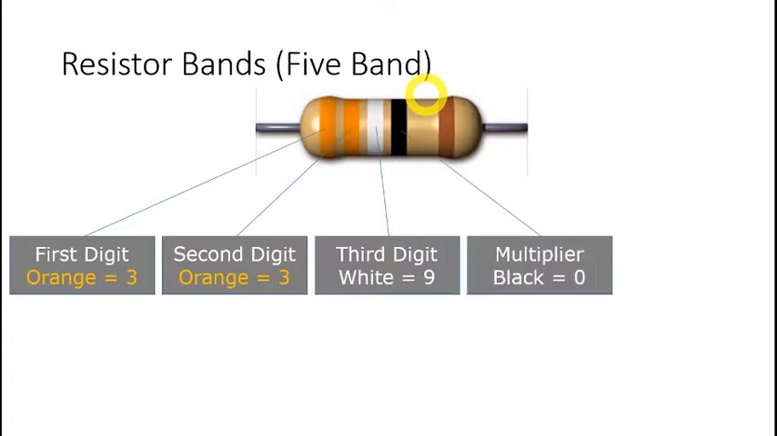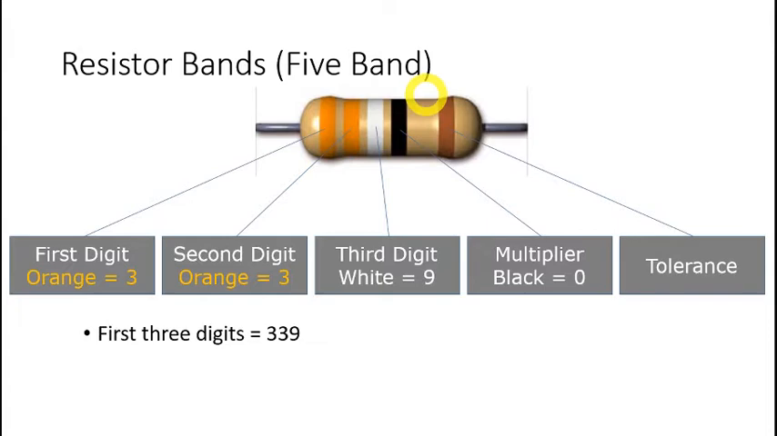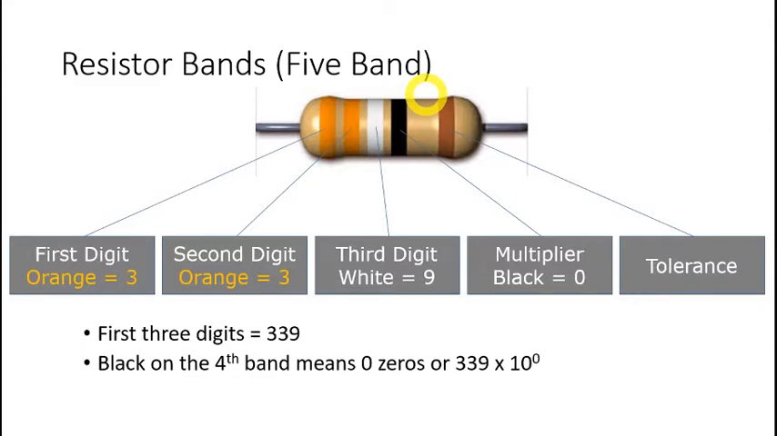And then our multiplier in this case is a 0. And we're not going to multiply it by 0. That just means there are 0 zeros. And then we have a tolerance band, and we're going to talk about tolerance in the next slide. So the first 3 digits are 339. Okay, and then the fourth band means 0 zeros, like I said, or you could think of that as 339 times 10 to the 0. You take any number to the 0 power, that's going to equal 1. So this is 339 times 1, which is just equal to 339. Again, it just means 0 zeros.